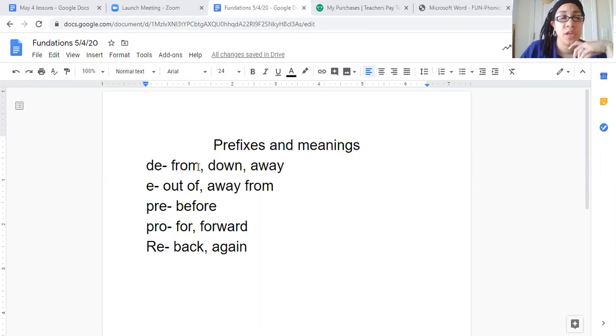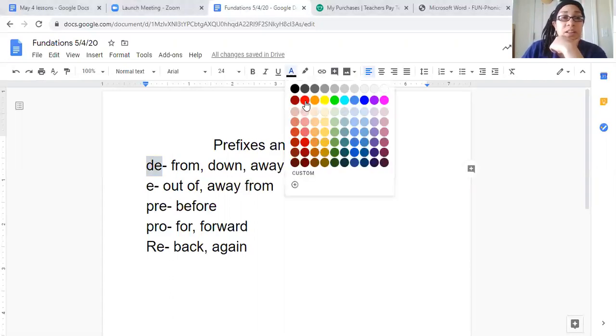So if you look here at my screen, you'll see that we have some prefixes and their meanings. Remember, the prefixes come before a word, which I know you guys know because you've given me plenty of prefixes, plenty of suffixes. So I know this is just review for you, but I wanted to go over some of the meanings. Now that we actually know what prefixes and suffixes are, let's talk about what some of those mean. So we have DE here, which, let me make this a different color, that way it kind of stands out for you guys.